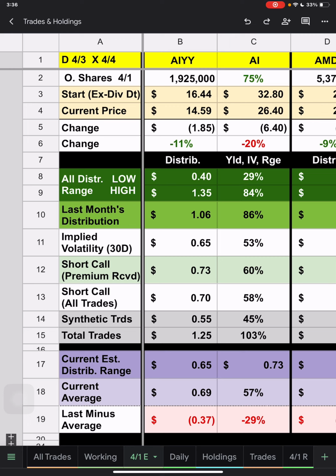If we look at what I am honing in on, which is the premium received, 73 cents for the month. If you want to look at the average, or even the estimated range, you're 65 to 73 cents with a 69-cent average. And I think that's all we covered last time. So I think that's good enough.